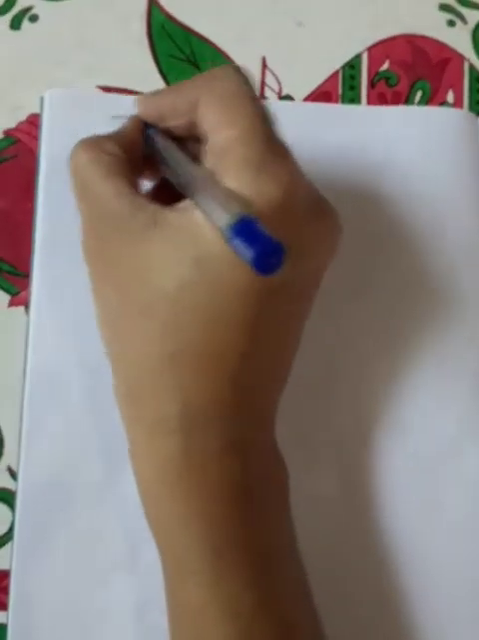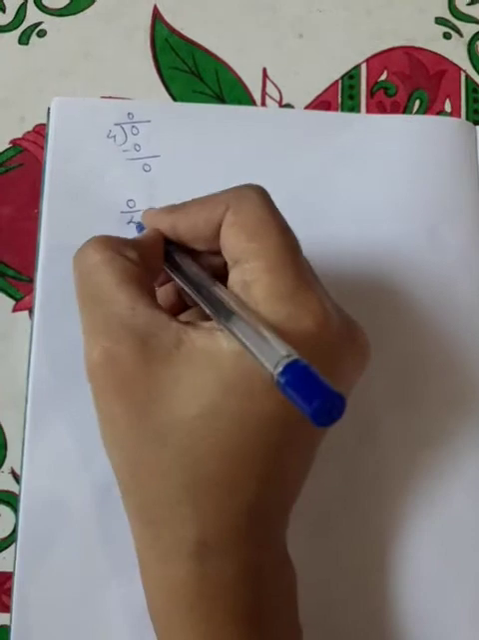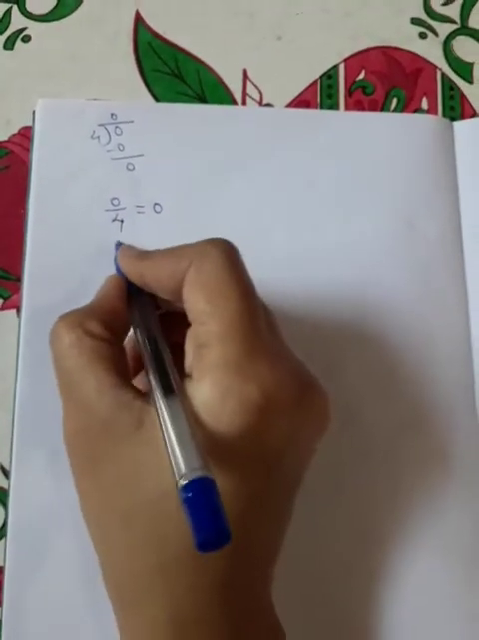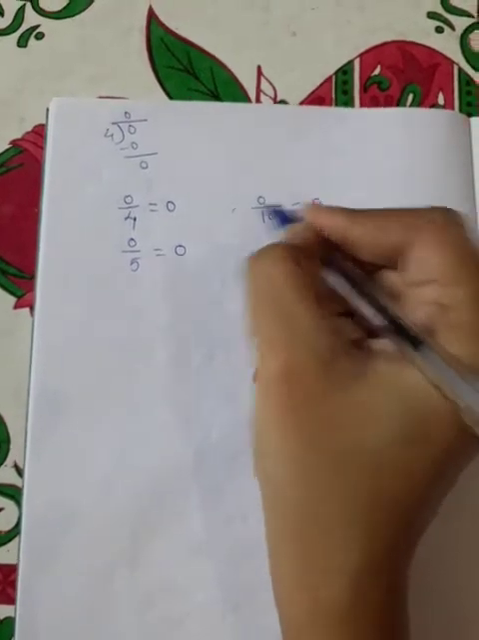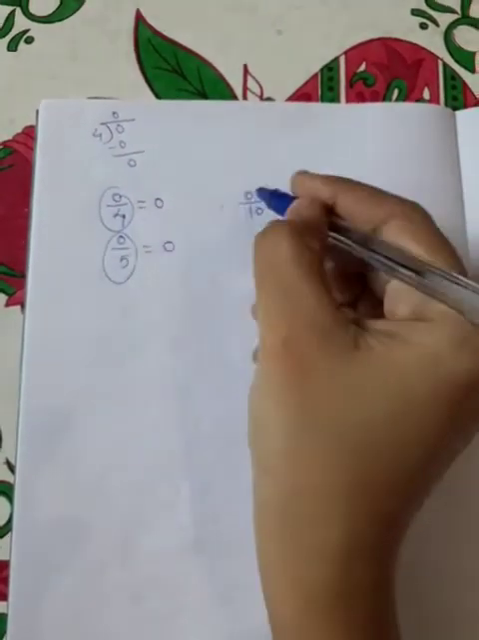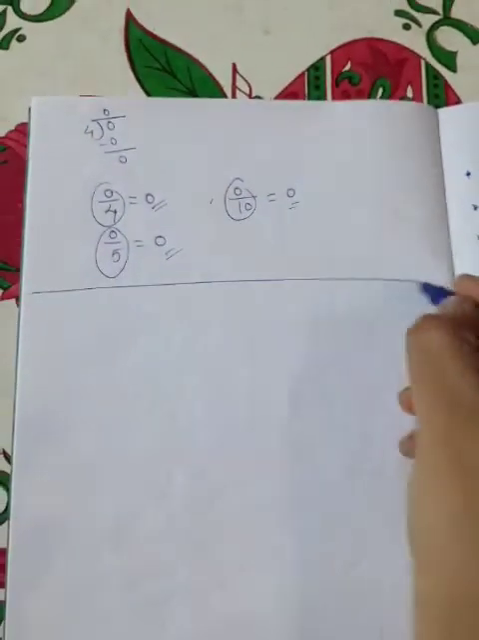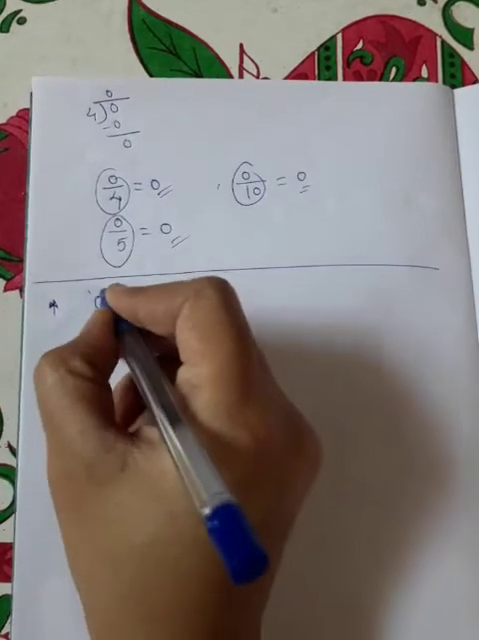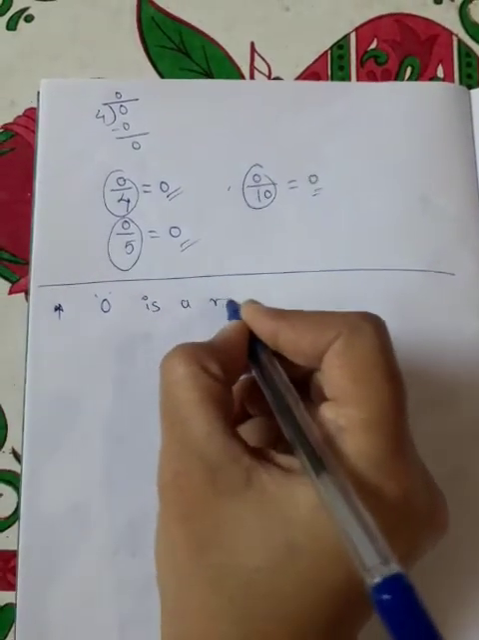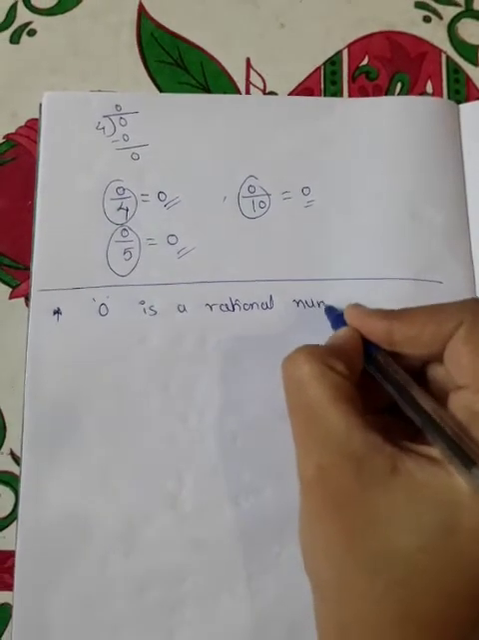But see here, we know when we divide 0 by any number, our answer is 0. Means 0 by 4 is nothing but 0. You can take any: 0 by 5 is nothing but 0, 0 by 10 is nothing but 0. And see, all these are rational numbers, and therefore 0 is also a rational number. So by this discussion, we got one more property, that 0 is a rational number. Okay, 0 is a rational number.